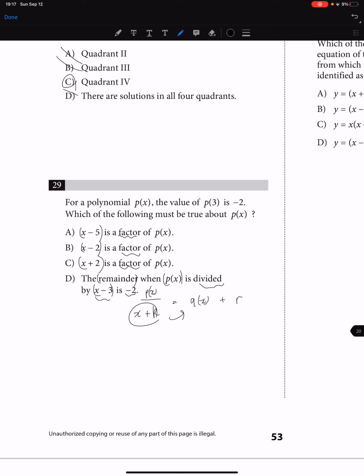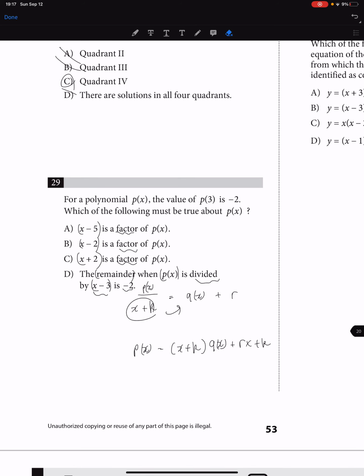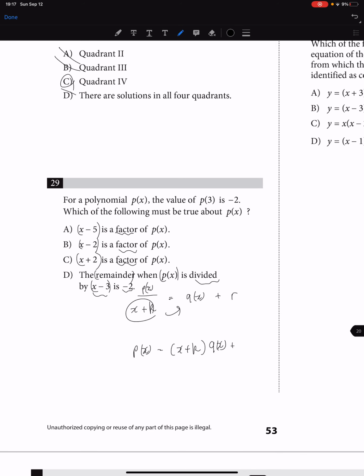If you move this into here, which is p(x) equals (x plus k) times q(x) plus r. Oh, excuse me, it's not r(x), it's just r. And you should change this as r.